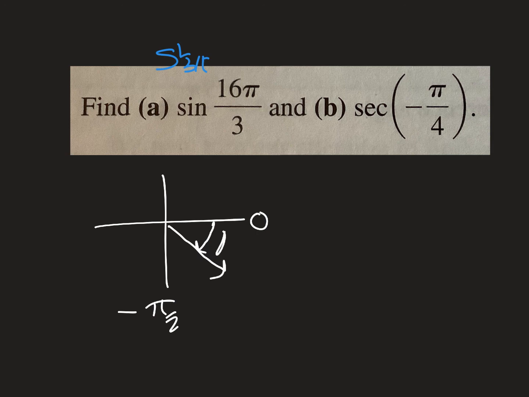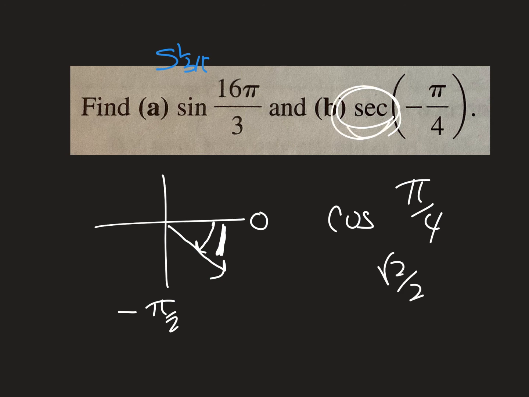So how far did I go? How far from the x-axis am I? I'm pi over 4 away. Now, I don't have my secants memorized, so I'm going to do cosine pi over 4. Cosine pi over 4 is square root of 2 over 2. Now, secant is the reciprocal of cosine, so I'm going to do the reciprocal of that, which would look like this, by the way.